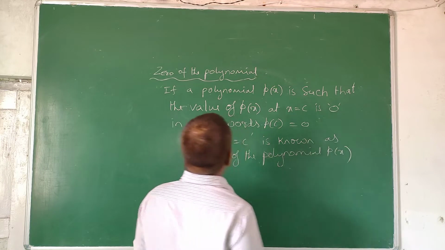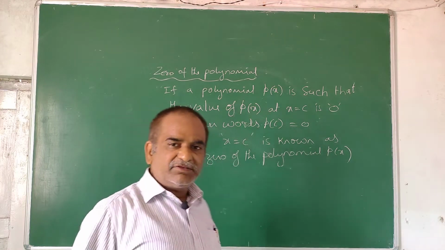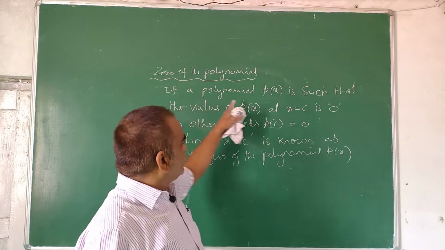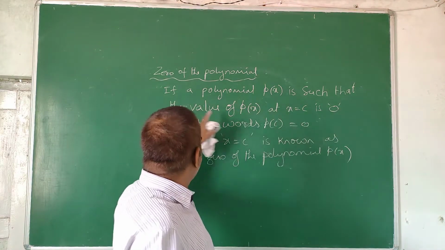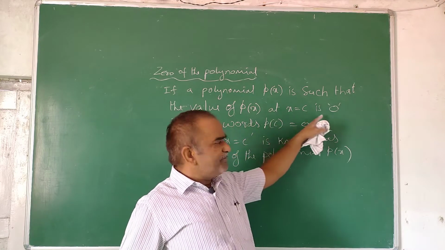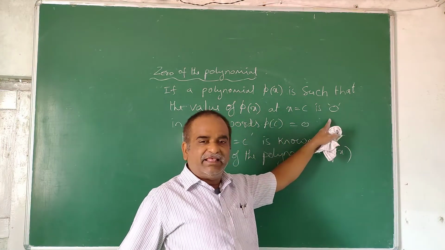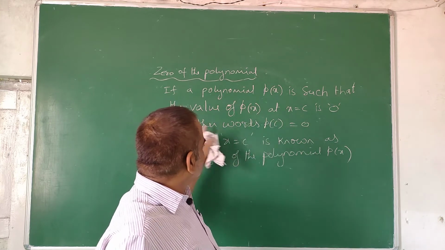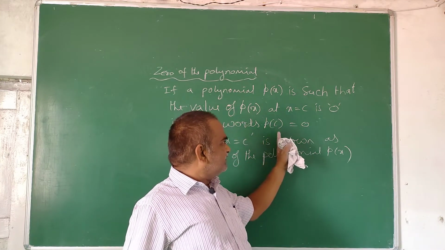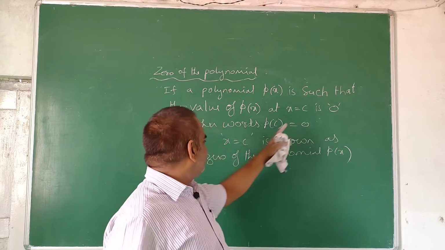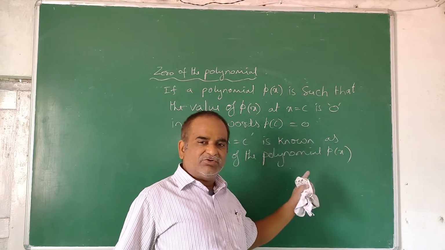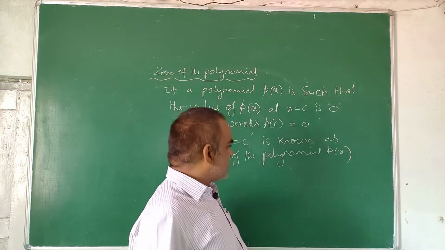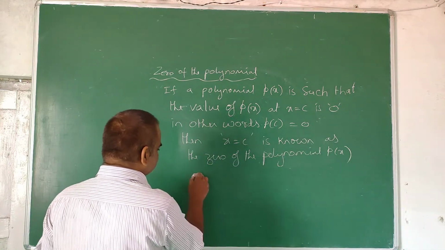Once you see the definition of the zero of a polynomial: if p of x is such that the value of p of x at x is equal to c is 0, in other words, p of c is 0. If p of c is 0, then x is equal to c is known as the zero of the polynomial p of x. Understood?